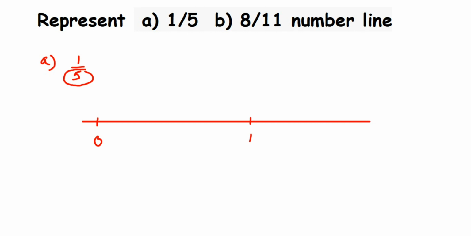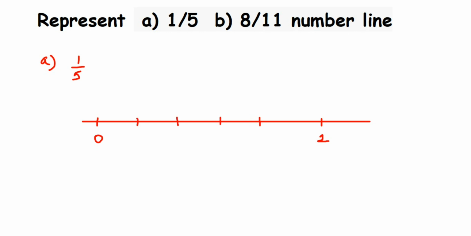So let me take a 0 first. So suppose this is 0 and I'm gonna make 5 equal parts, right? Suppose this is 1 here. Okay, so you can continue after 1 also. Next we have a 2. From between 1 and 2 also we have to make again 5 equal parts, but since 1 upon 5 lies between 0 and 1, I'm just showing between 0 to 1. Now here, this is 1 part, then 2, then 3, then 4, and then 5.